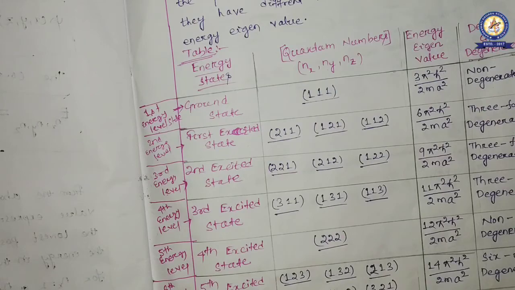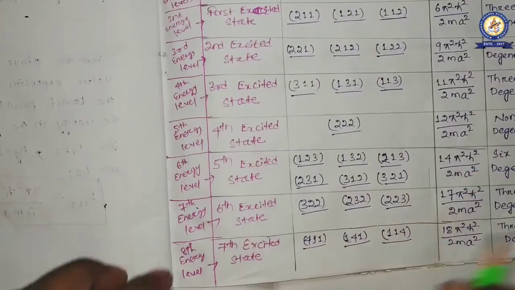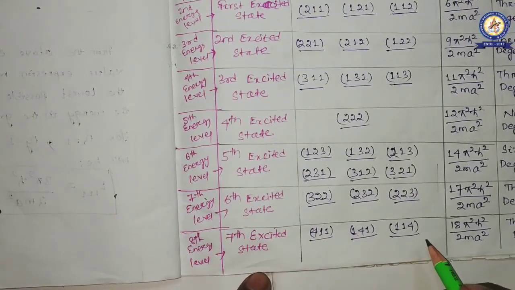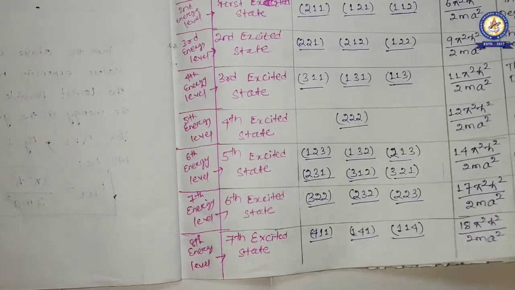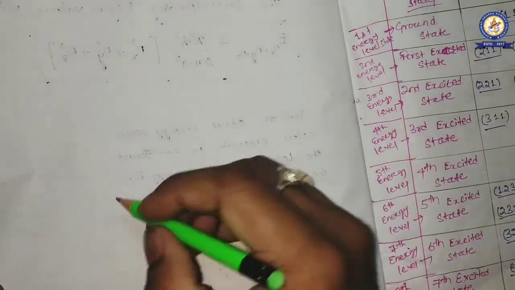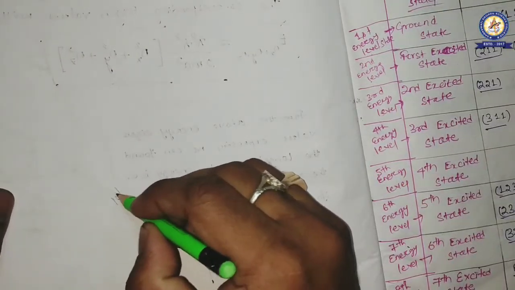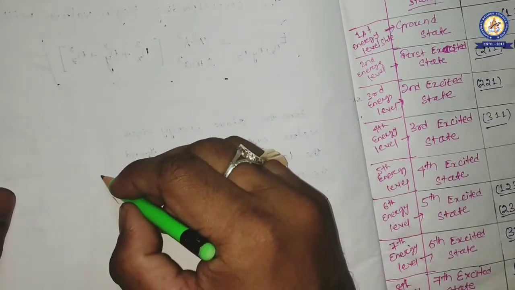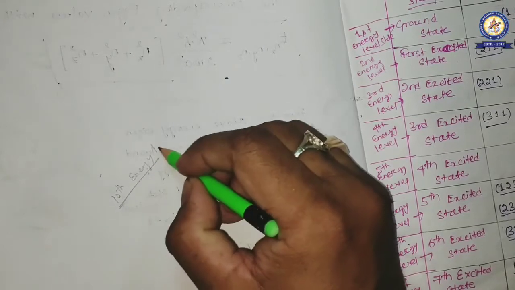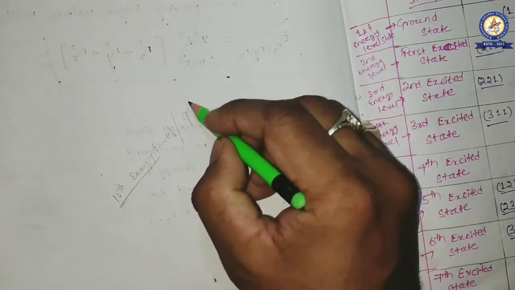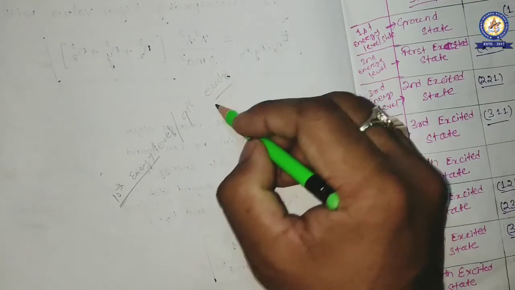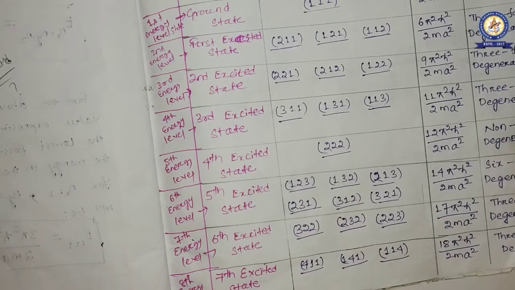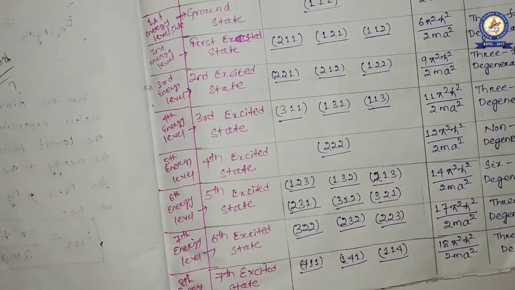That is the important thing you can do in your rough work. Here I have evaluated and represented up to the seventh excited state. Suppose in your exam it is asked what is the energy eigenvalue of the 10th energy level, or the 9th excited state. That you have to find out. For that you have to do some rough work in your rough note.